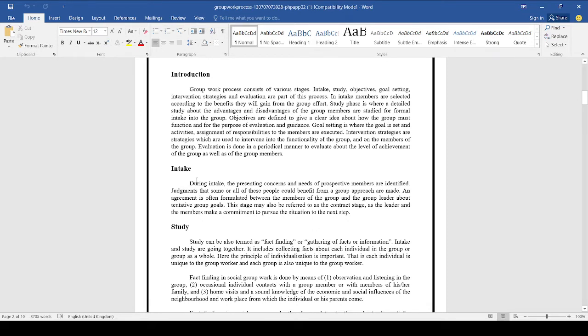And this stage may also be referred to as the contract stage, as the leader and the members make a commitment to pursue the situation to the next step.